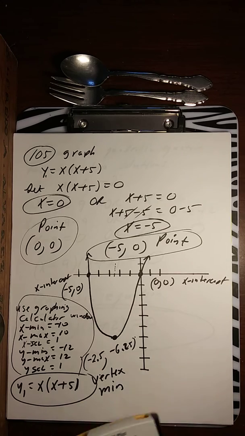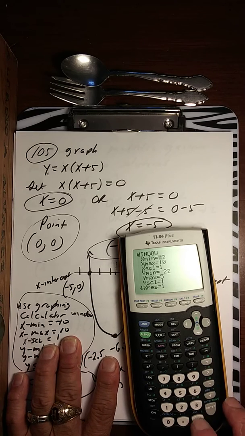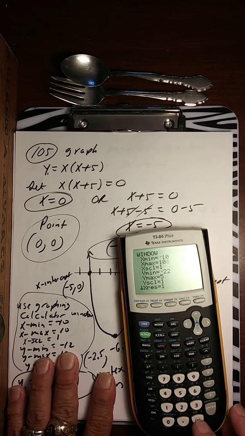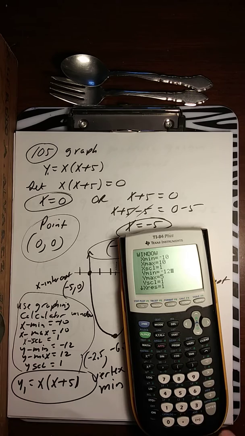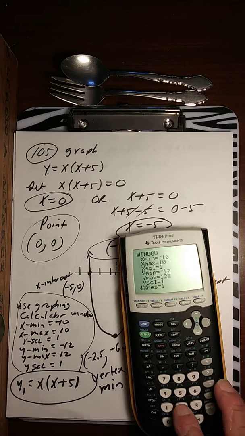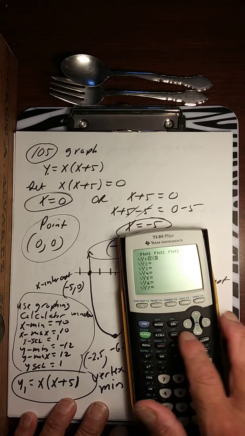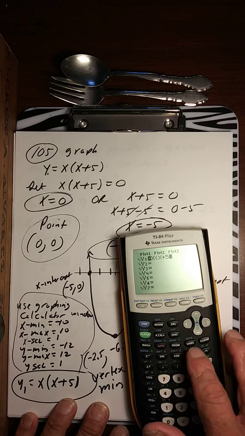Alright, first thing, windows. Let's set up the window. It's going to be negative 10 and 10, and negative 12 and 12. Alright, so those numbers are right. Yep. So now, y, get rid of that one. Let's put in x parentheses x plus 5, close it.